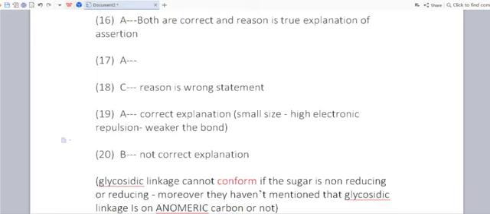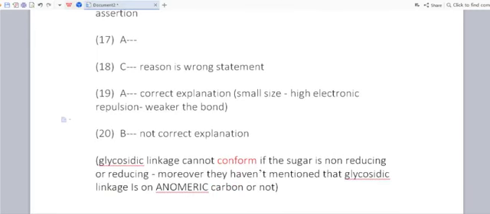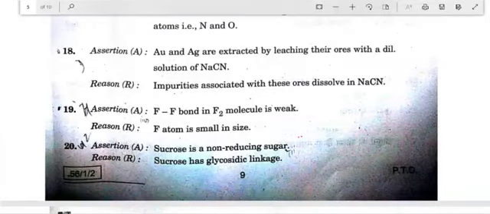Why? Because glycosidic linkage cannot confirm if the sugar is non-reducing or reducing, simply because they haven't mentioned that the glycosidic linkage is on the anomeric carbon, or which carbon. They haven't mentioned the carbon number. Glycosidic linkage is also in galactose and other disaccharides, but many of them are reducing, so it does not confirm that sucrose is non-reducing. So I think the option should be number 2.